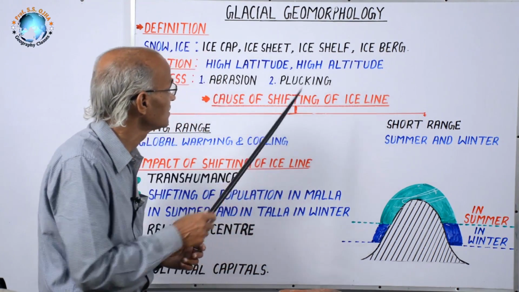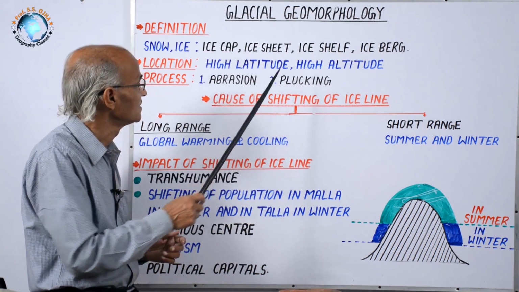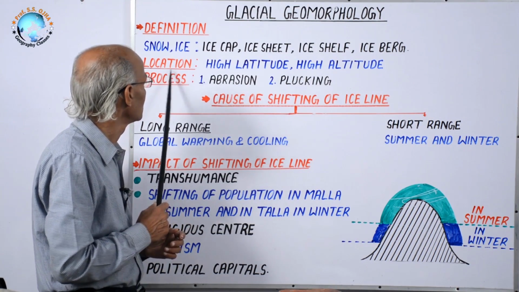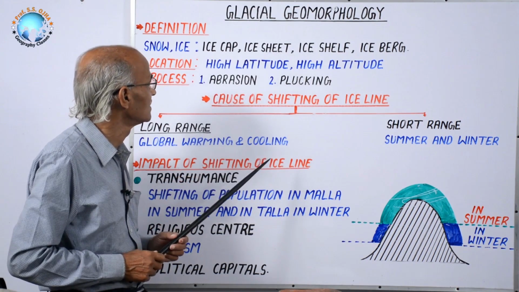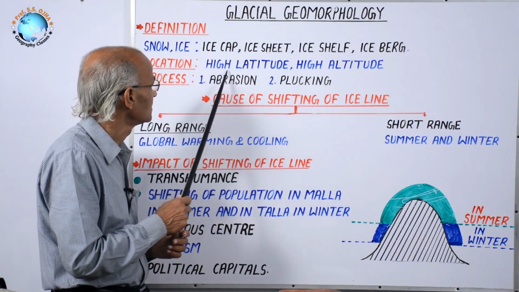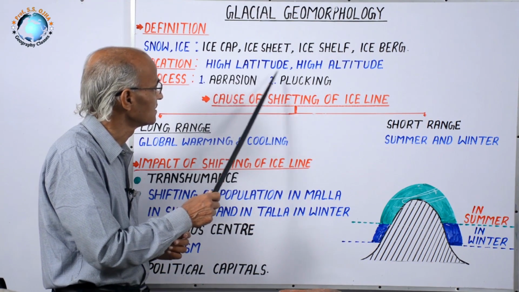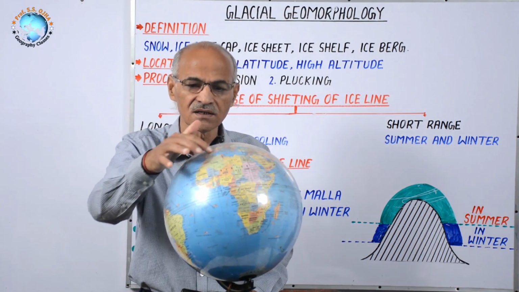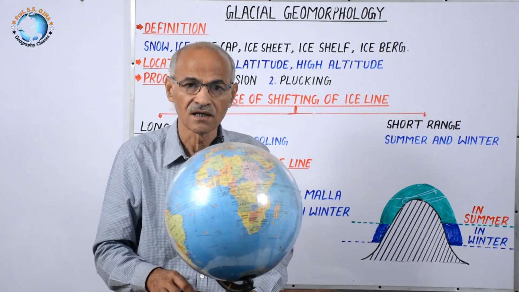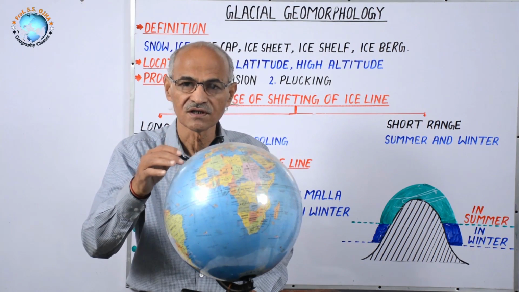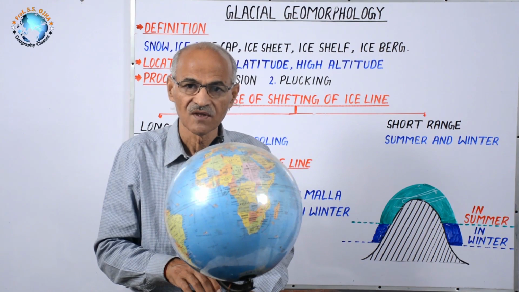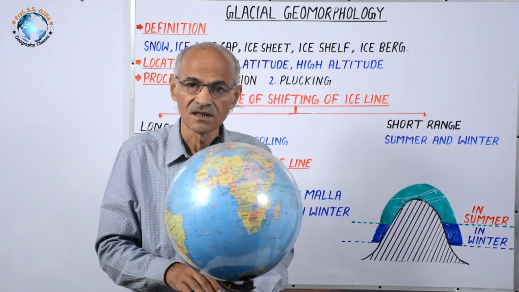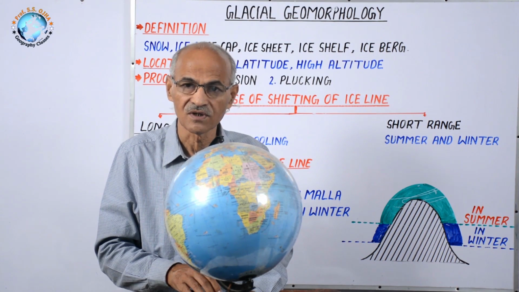So, after knowing the difference between these ice, let us come to know what is the location of glacial geomorphology. One is high latitude and second is high altitude. High latitude means near Arctic Circle and Antarctic Circle. The water is in frozen state in ice form. That's why glacial process works there and glacial erosional and depositional landforms are found.